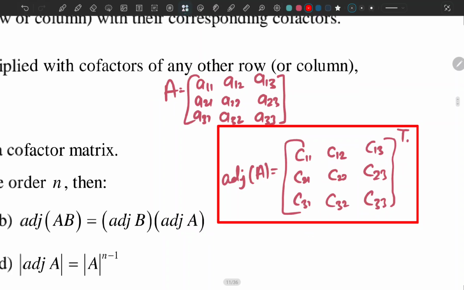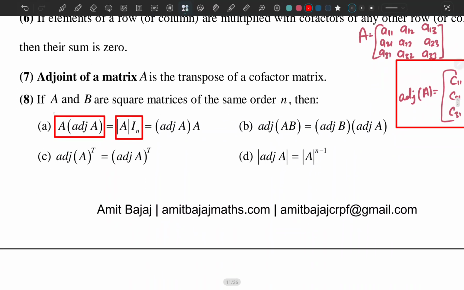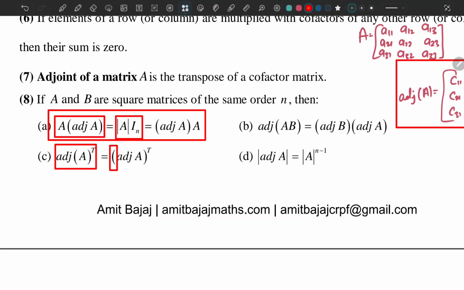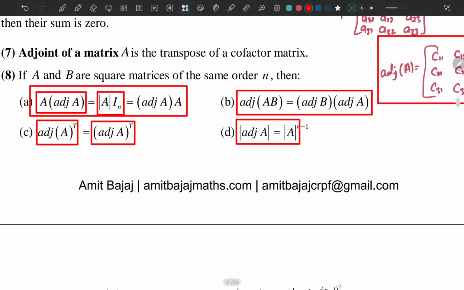Right? That's it. And there are some properties of adjoint. So A times adjoint of A is the determinant of A times the identity matrix, right? Another important one, please remember this. The adjoint of A transpose is the transpose of adjoint of A. I hope you understand that. And this is important, this is a previous year asked question. The adjoint of A times B is adjoint of B times adjoint of A. And this is very important, again an asked question from previous year.